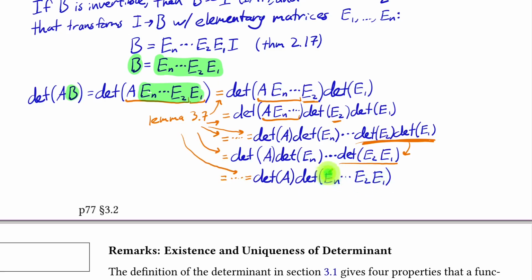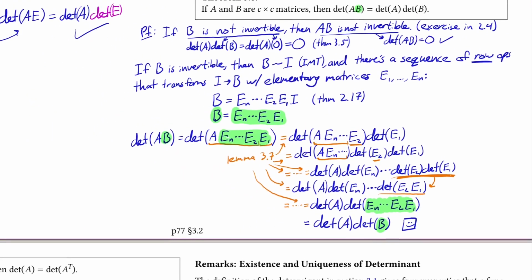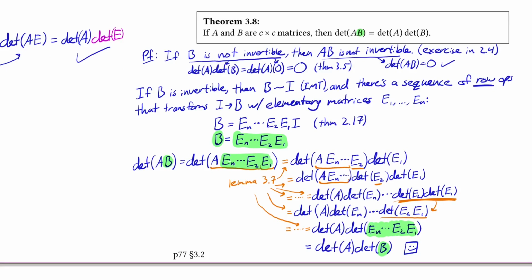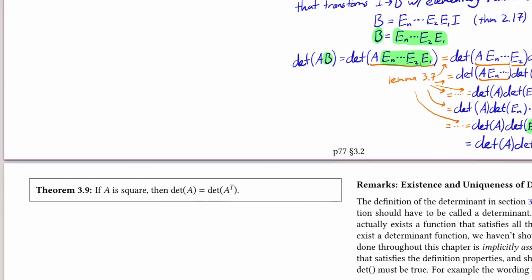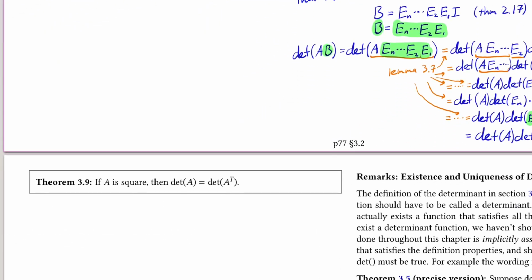And that matrix inside there is B. Just resubstituting it back. And that proves that theorem. All right, next we'll do a similar trick to prove another theorem about the determinants of transposes.